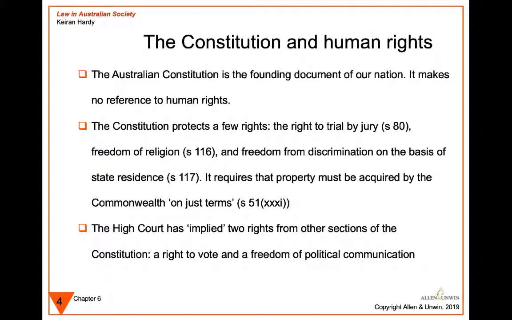The Australian Constitution is the founding document of our nation, but it makes no reference to human rights. The Constitution does protect a few rights: the right to trial by jury in Section 80, freedom of religion in Section 116, and freedom from discrimination, but only on the basis of state residence in Section 117. If you've seen the movie The Castle, you'll also know that property can only be acquired by the Commonwealth on just terms. The High Court has also implied two rights from other sections of the Constitution: a right to vote and a freedom of political communication.